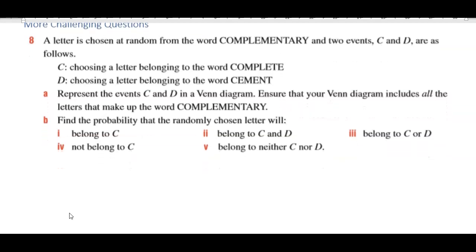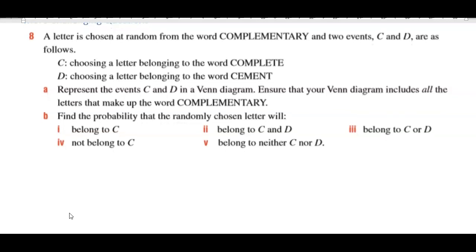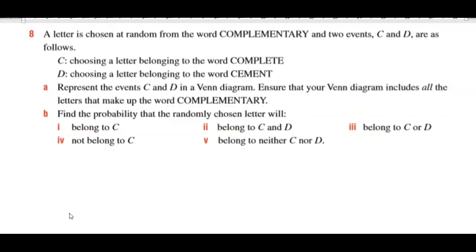Alright, so question 8. A letter is chosen at random from the word complementary and two events C and D are as follows. So C is choosing a letter belonging to the word complete. So you can see we're not looking at the full word, just the individual letters, and D, we're looking at the letters belonging to the word cement.